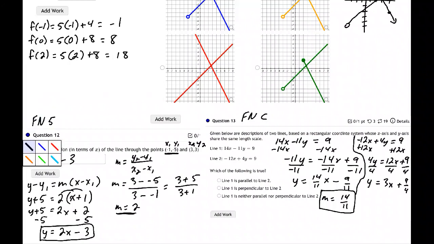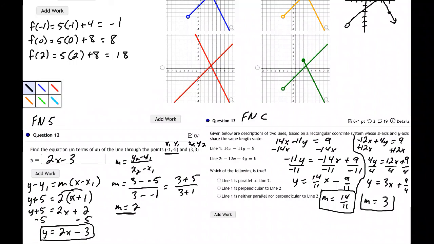Now, finally, we need to make the determination. Are these two lines parallel or perpendicular? Oh, actually, let me write that. The slope of my second line is equal to 3 because it's 3x plus 9 over 4. On the first line, it was y equals 14 over 11x minus 9 over 11. So 14 over 11 is our slope there. So we want to compare these two. If these two values are the same, we have a parallel system. Okay, so our first option is line 1 is parallel to line 2. Well, 14 over 11 and 3 are not the same, so these are not parallel.